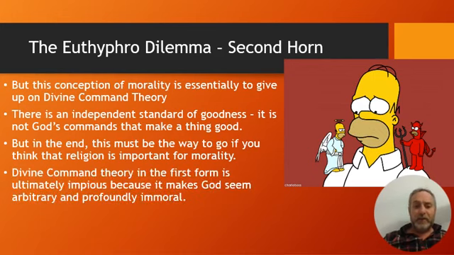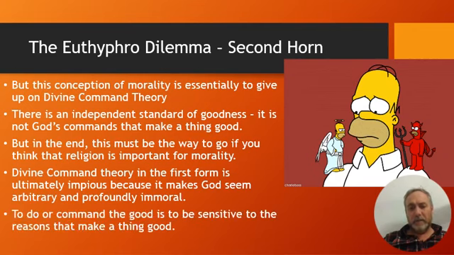So divine command theory in the first horn is actually sort of insulting, because it makes God seem sort of arbitrary and profoundly amoral, if not immoral. He doesn't really seem to care about harmed innocent people when he's commanding that murder be right. That doesn't seem like any God that we would care about. So to command the good is to be sensitive to the reasons that make a thing good, but the first horn is not that.